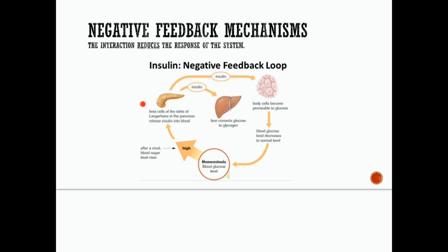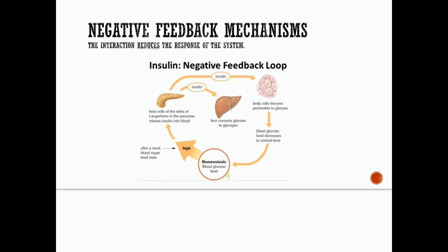So you have these beta cells in the pancreas which release insulin into the blood. Some of the insulin goes to the liver and some of the insulin goes to the blood. So your body cells become permeable to this glucose. Okay, and the blood glucose level decreases. Remember, negative feedback, so the blood glucose level decreases to this normal level. So you've got this homeostasis blood glucose level, and then you eat.